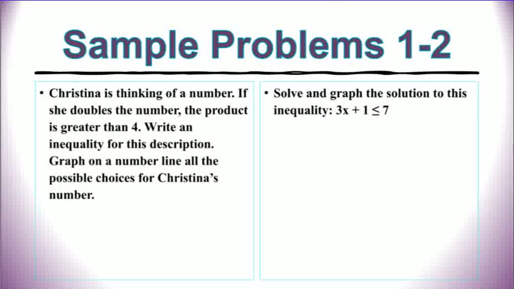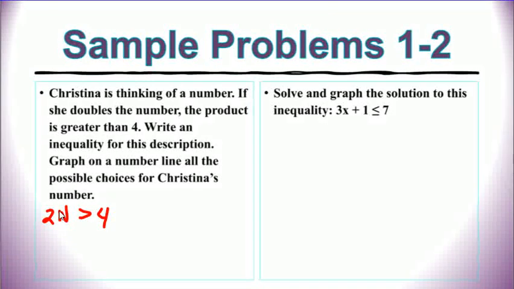So let's look at an example here. Christina is thinking of a number. If she doubles the number, the product is greater than 4. Write an inequality for this description, and then graph on a number line all the possible choices for Christina's number. So she's thinking of a number, so I'm going to use n. And if she doubles the number, it means times 2. The product, so 2 times n, is greater than 4. That is my inequality right there.